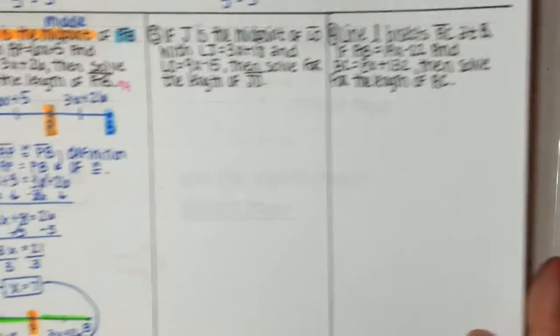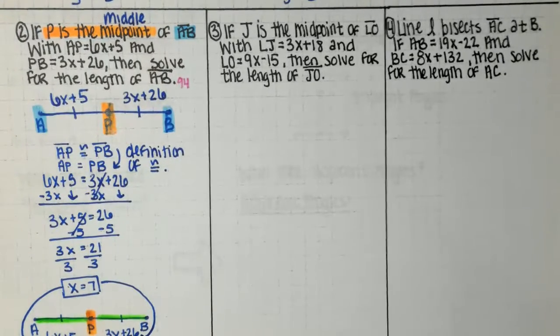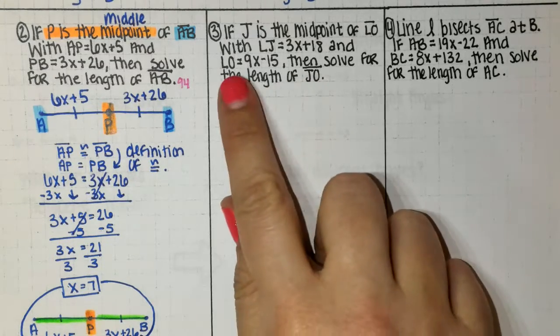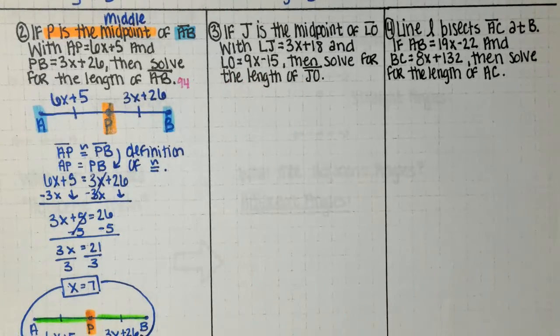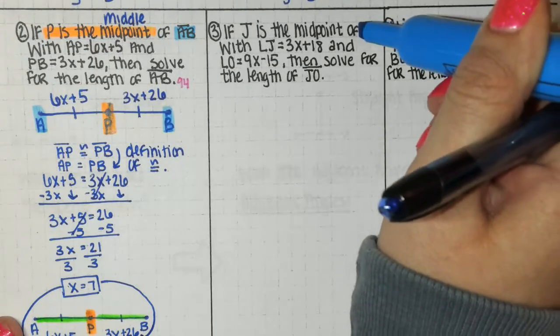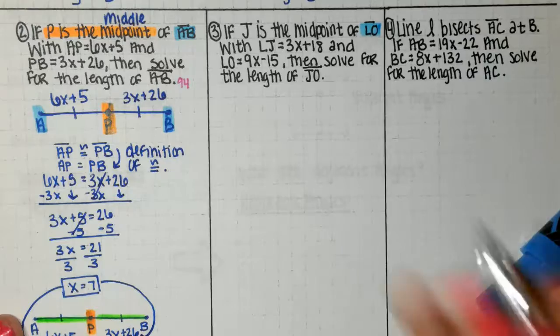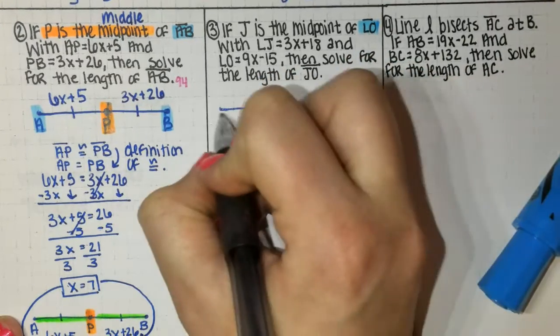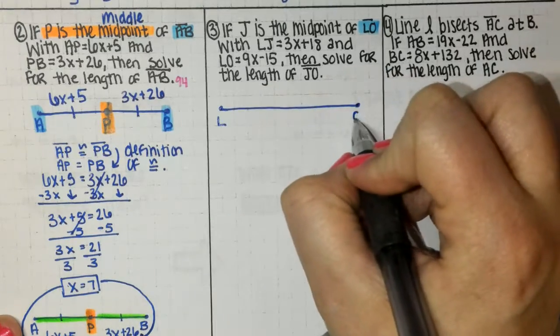All right, let's try the middle. Middle is another midpoint question. It says if J is the midpoint of LO, with LJ equaling 3x plus 18 and LO equaling 9x minus 15, solve for the length of JO. Step 1, draw our picture. So to help us draw the boundaries, it says that J is the midpoint of LO. That means when we draw our segment, L and O are those ending points. So L is here, O is here.